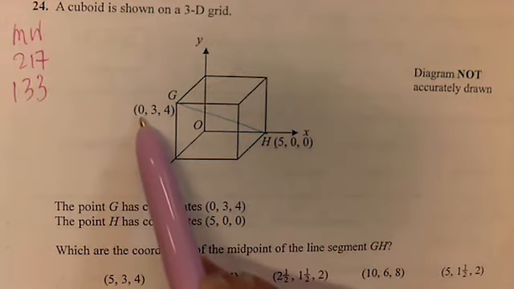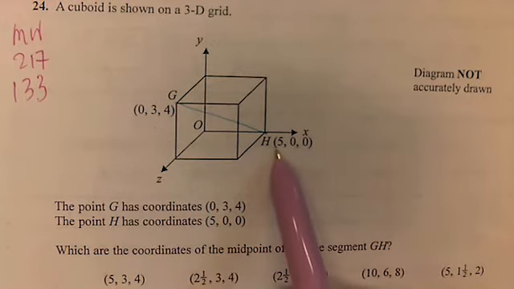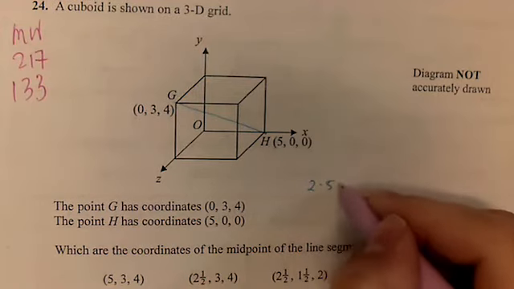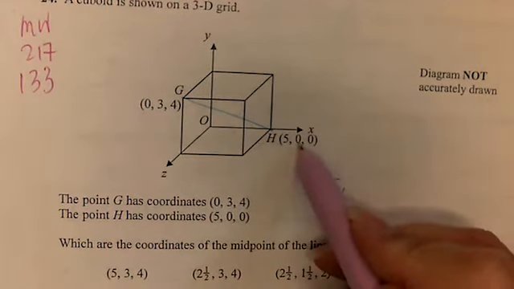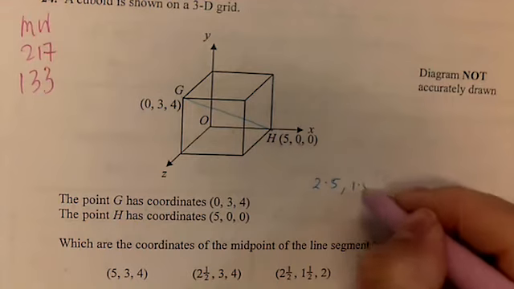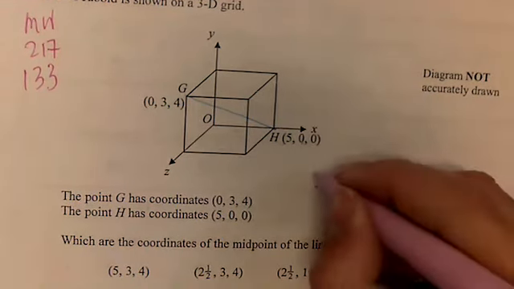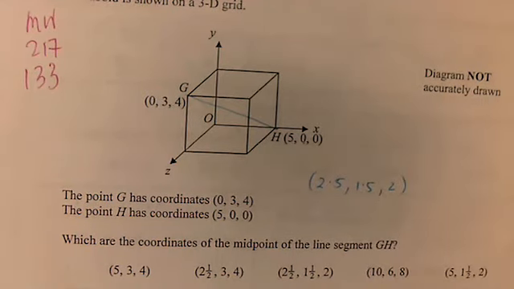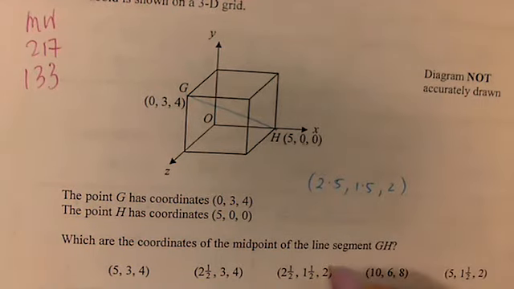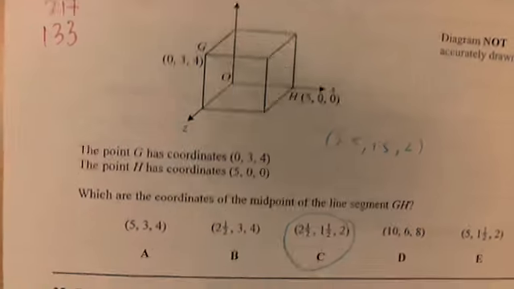So let's use the average method. 5 add 0 is 5, half it is 2.5. 3 add 0 is 3, half it is 1.5. 4 add 0 is 4, half it is 2. And there are your coordinates, 2.5, 1.5 and 2. They could be written as fractions, but it's the same thing.